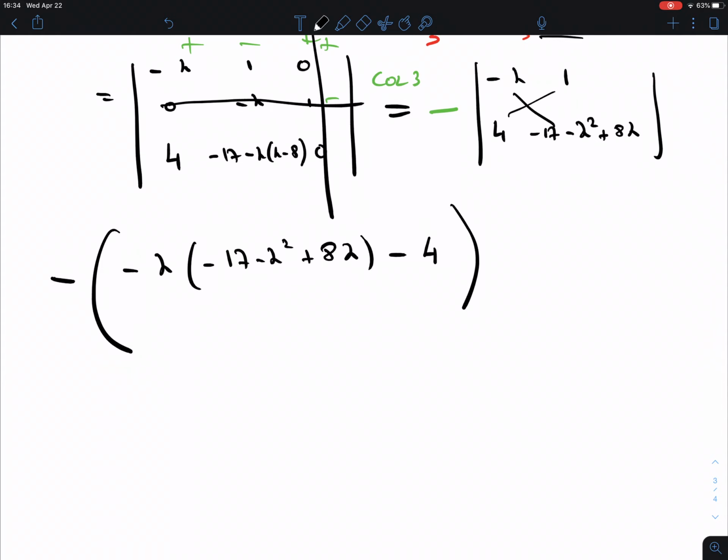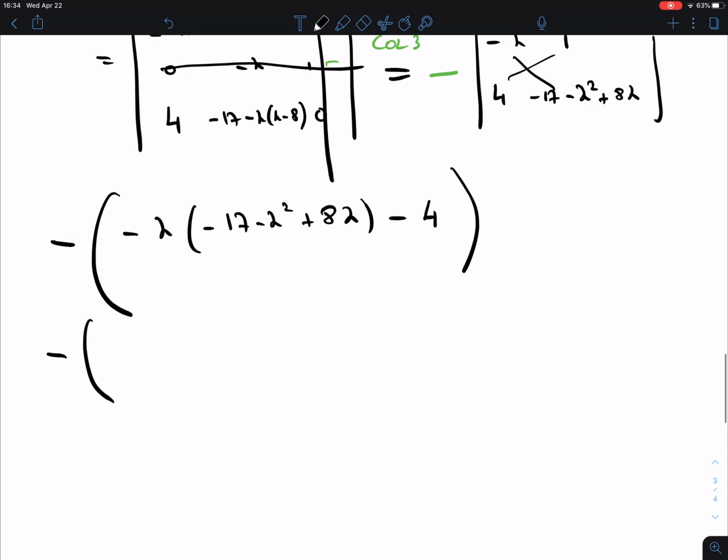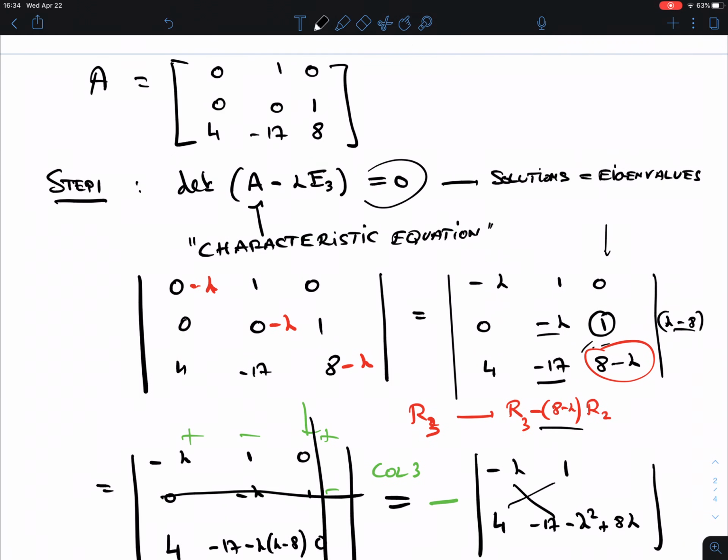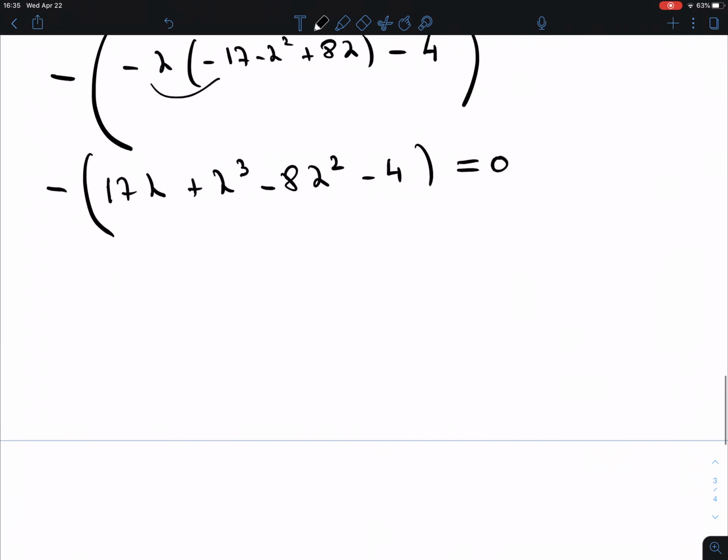I'm going to keep my minus sign outside, and I'm going to expand this. So minus minus is 17 lambda, minus minus, so plus lambda cubed, minus 8 lambda squared, minus 4. And this has to be equal to 0. Remember, we put this equal to 0 to get the characteristic equation. And you see, we get an equation of degree 3 here. In 2 by 2, we get a quadratic; in 3 by 3, we get a cubic. The negative sign doesn't really matter now, and it's perhaps better to write this in descending degrees.